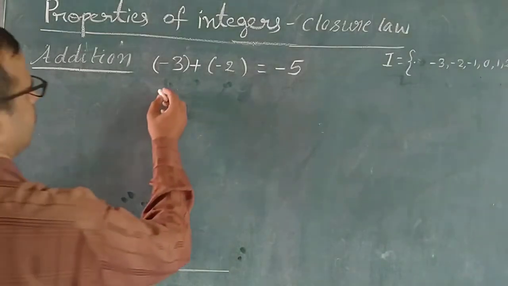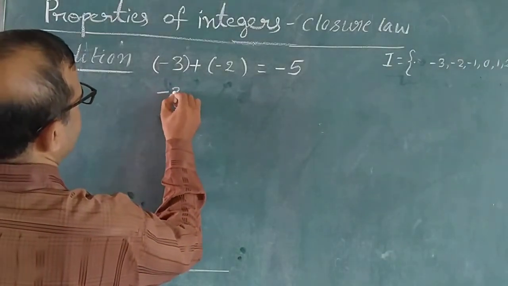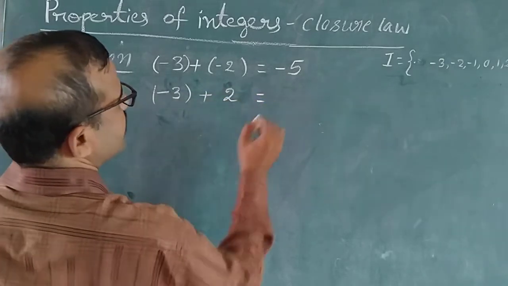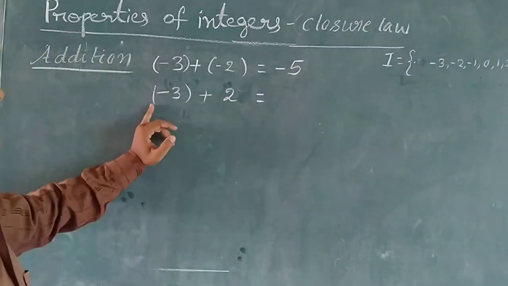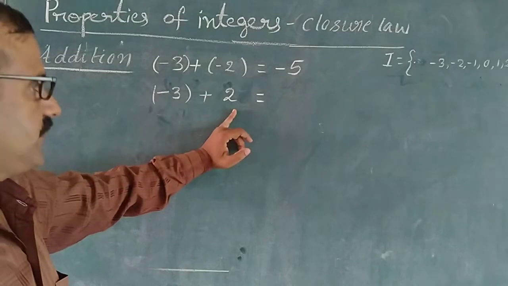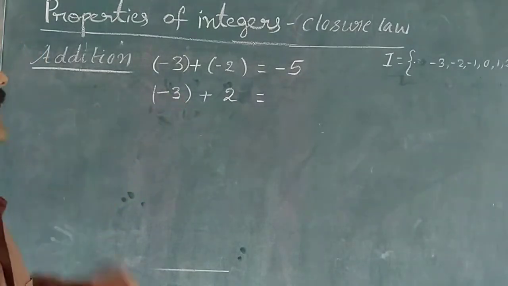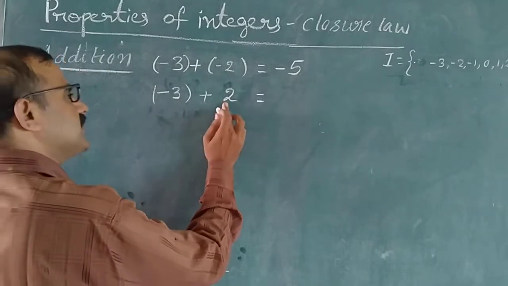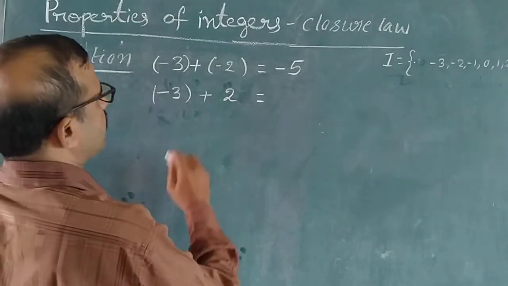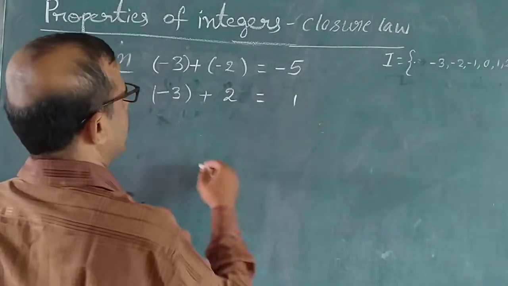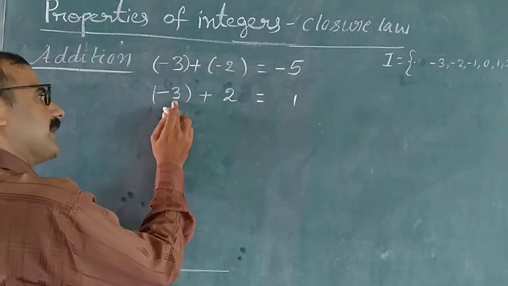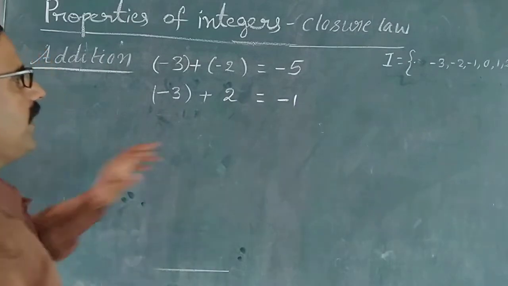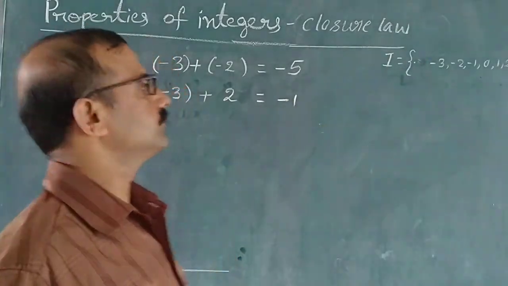Next, take another one, minus 3 plus 2. One is a negative integer, the other is a positive integer, along with addition. So one is positive, one is negative, so you have to subtract: 3 minus 2, how much? 1. The bigger number has its sign, the minus sign, so minus 1. So minus 1 is also an integer.